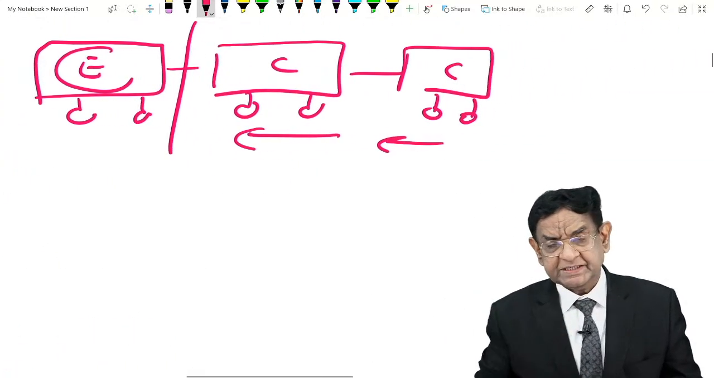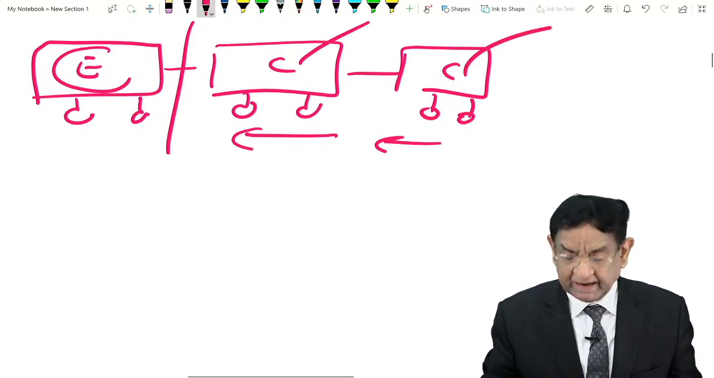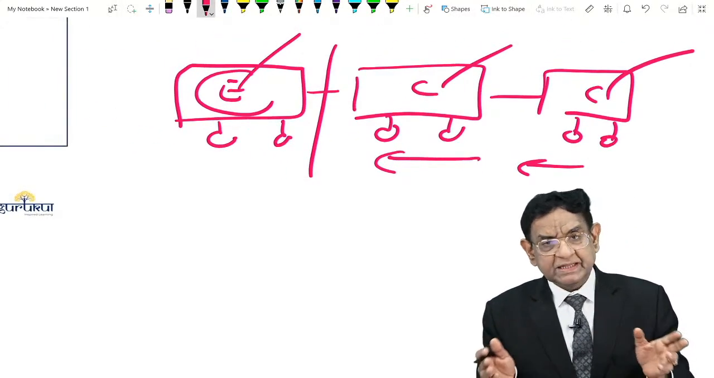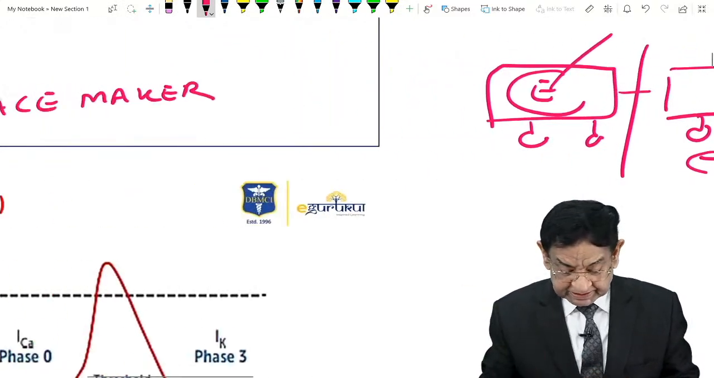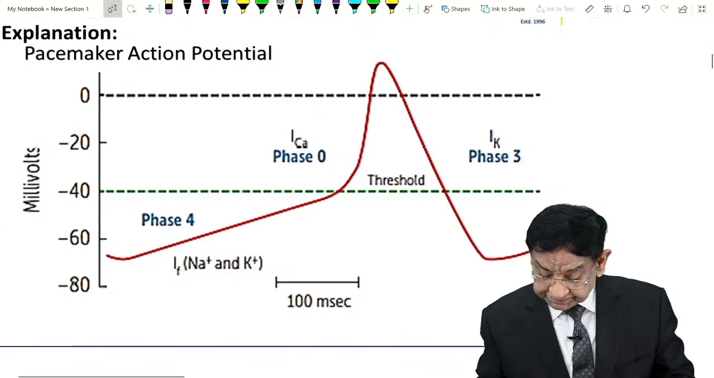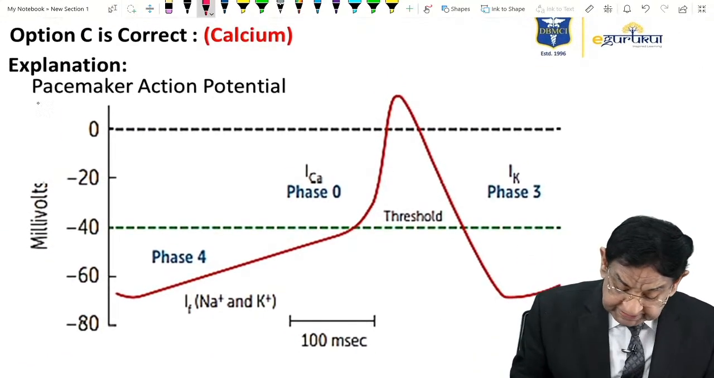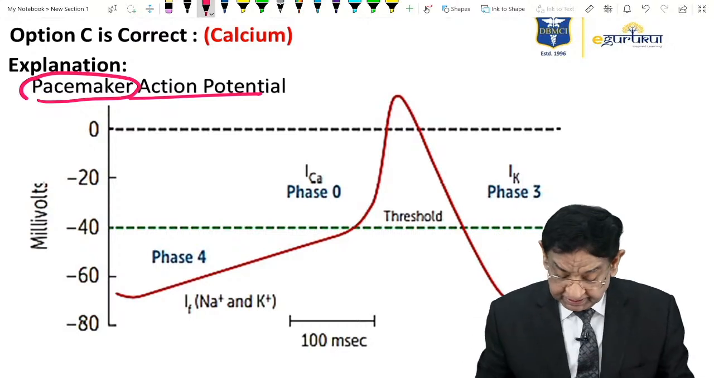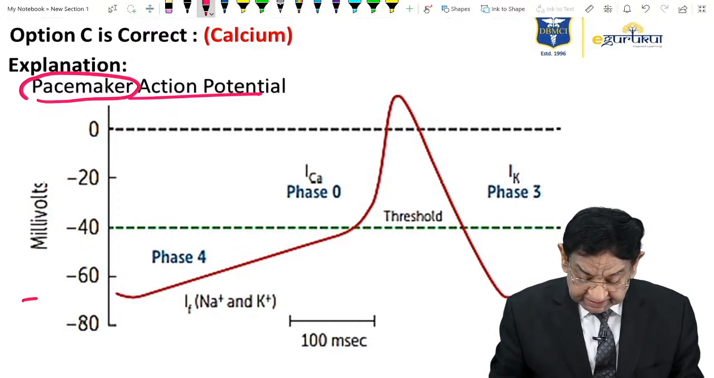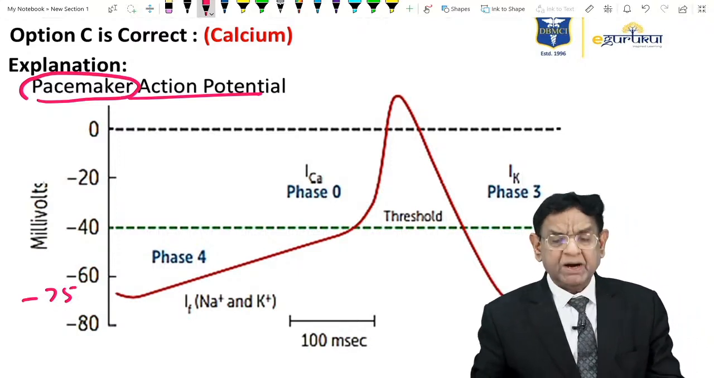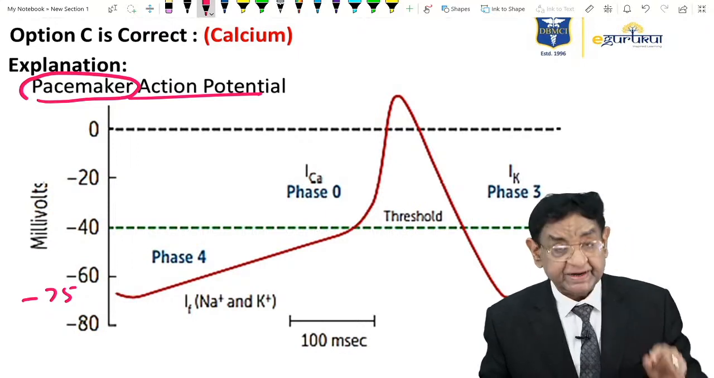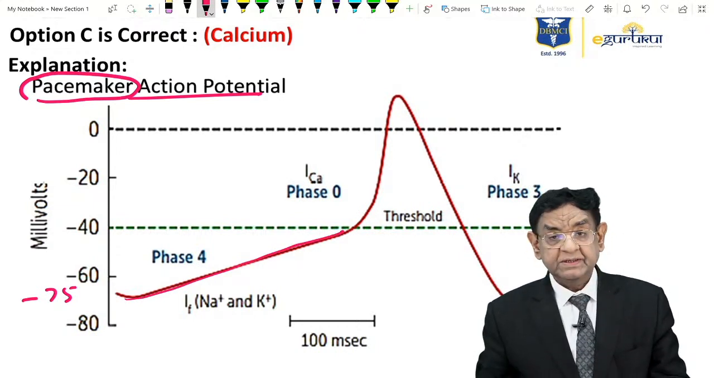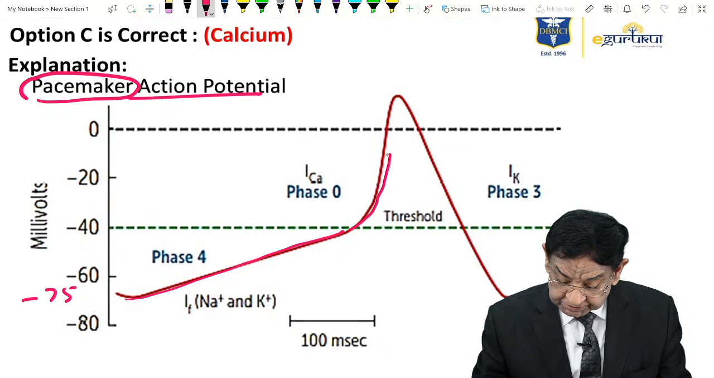So what we learned about the action potential in the previous question was what happens in the coaches. But now, what happens in the action potential of the engine, the SA node? Let's learn about that, and that's the difference. So friends, now it's a pacemaker action potential. Look into the slide. Around minus 70 or minus 75, about minus 70, is the resting membrane potential of the SA node. Then phase 4 occurs, and then comes the threshold, and then phase 0 comes.